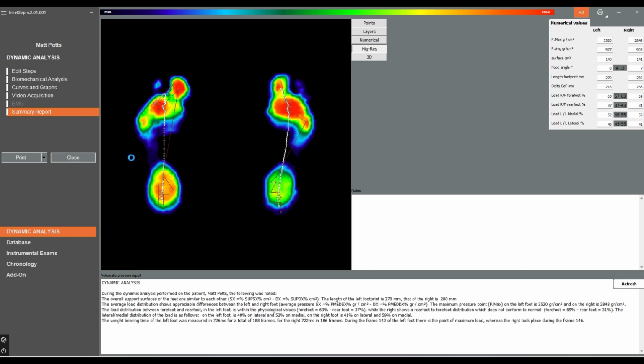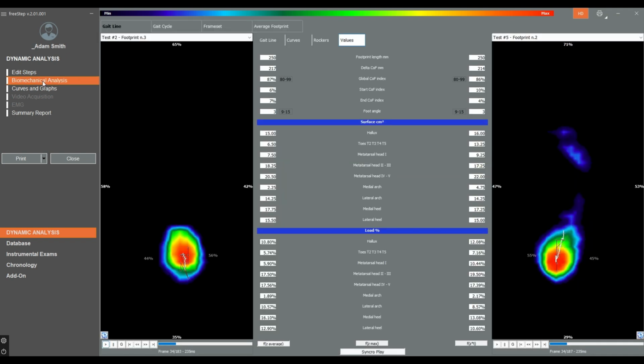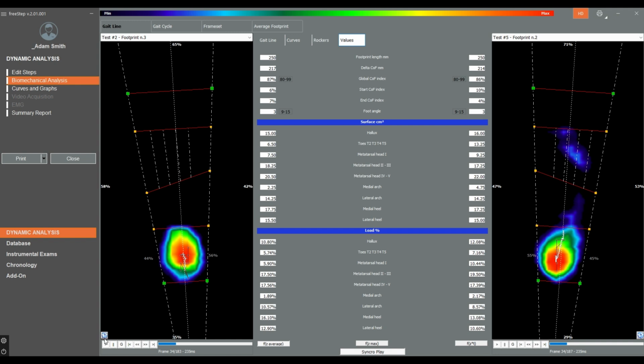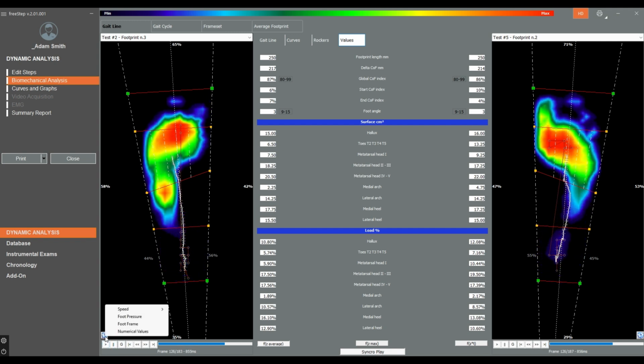So I'm just going to close that and I'm randomly going to pick another patient and go through really quickly. In another patient, we've selected our two best footprints and we're going to go to the biomechanical analysis. We're going to click the cog in the bottom and click foot frame. And we're going to change the speed to 200. You can watch it a few times just to get a grasp of it.